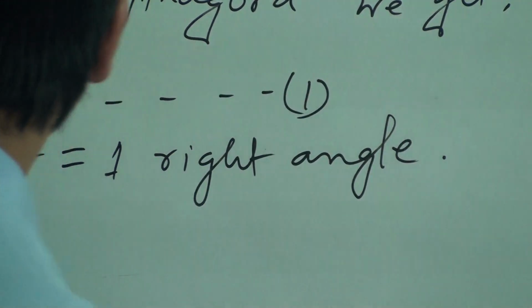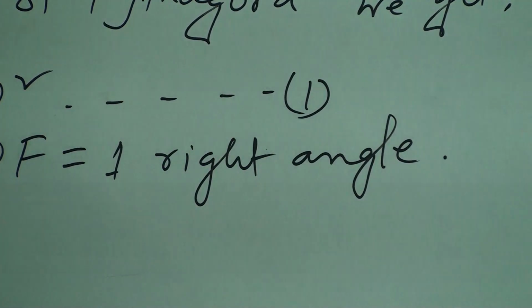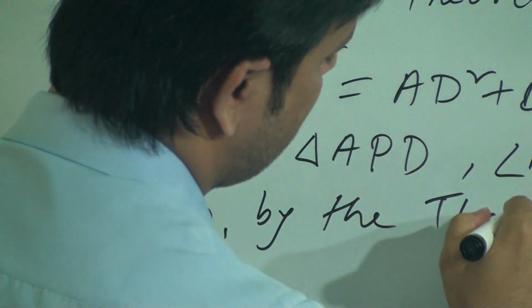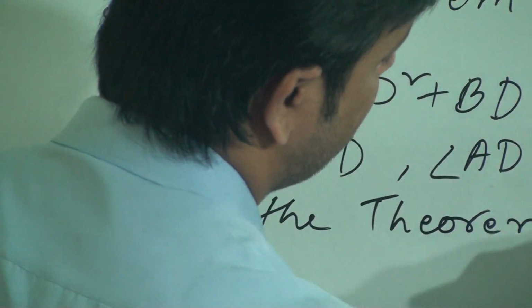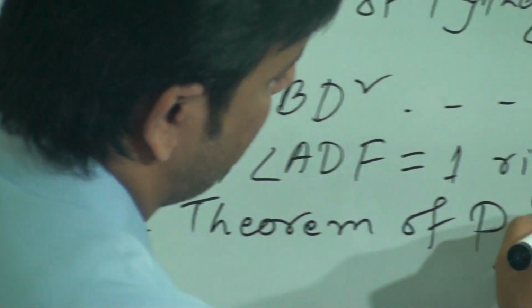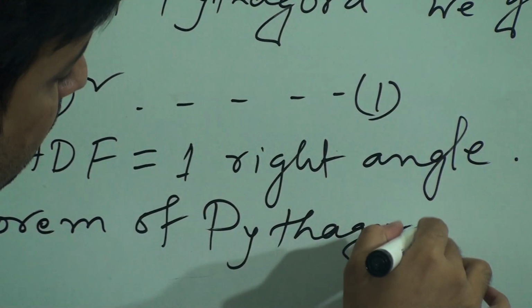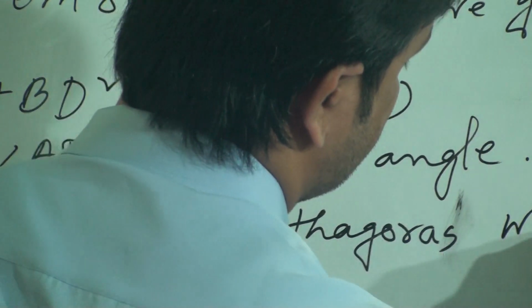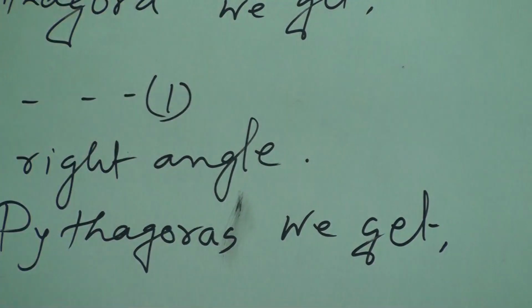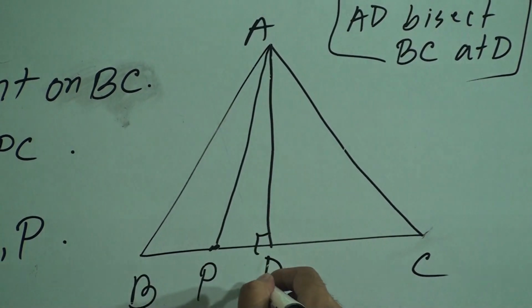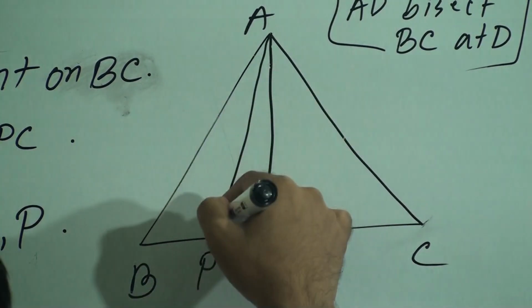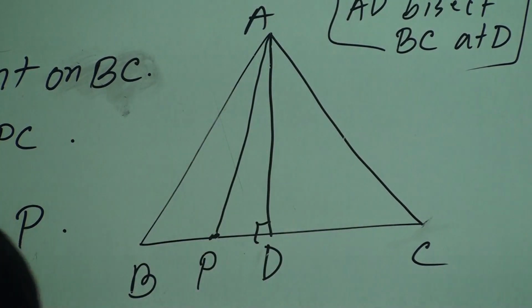One right angle. So by the theorem of Pythagoras, we get what we will get. Now see the triangle APD. Here angle D is right angle, so AP is the hypotenuse. So we can write AP square is equal to AD square plus PD square.